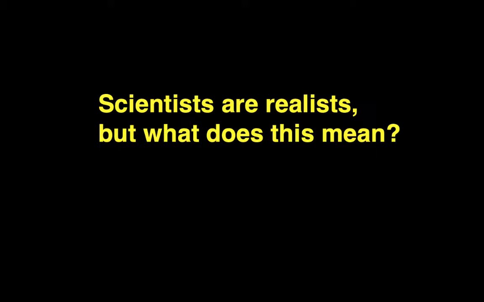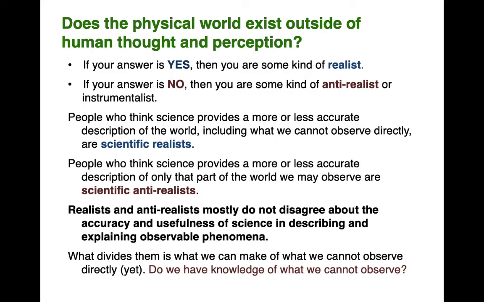Scientists are realists, but what does this mean? Here's a question that people divide over. Does the physical world exist outside of human thought and perception? If your answer is yes, then you are some kind of realist. If your answer is no, then you are some kind of anti-realist or instrumentalist or idealist. People who think science provides a more or less accurate description of the world, including what we cannot observe directly, are scientific realists. People who think science provides a more or less accurate description of only that part of the world we may observe are scientific anti-realists.